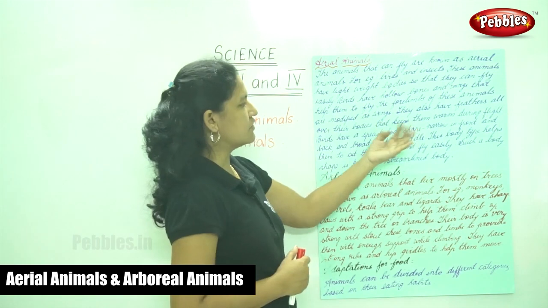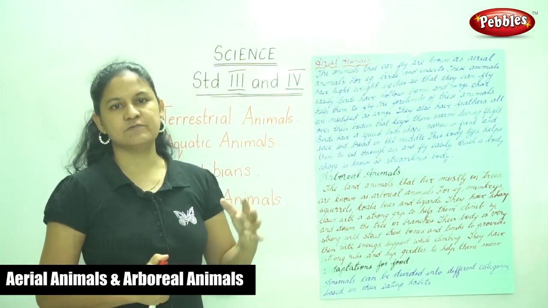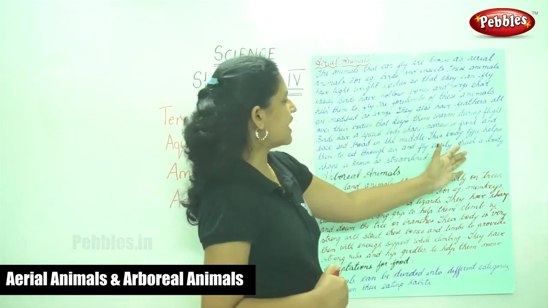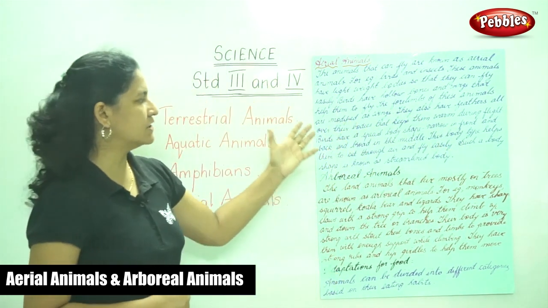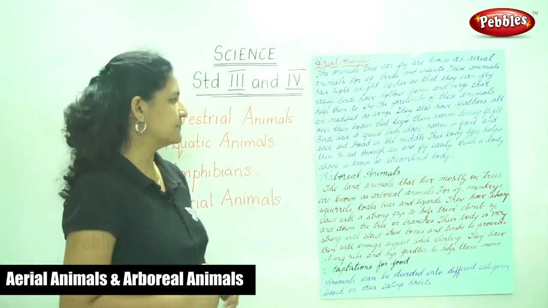The forelimbs of these animals are modified as wings. So the forelimbs of the birds are modified as wings. They also have feathers all over their bodies to keep them warm during flight.